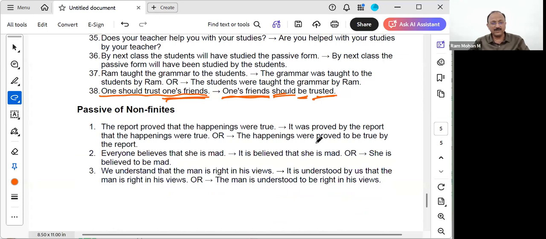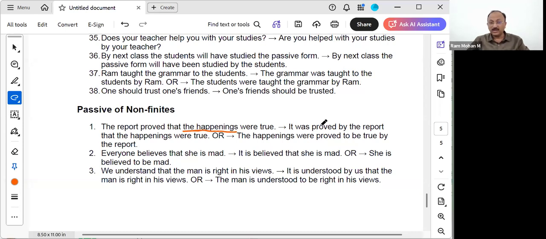Only the last example, we'll see some non-finites. Here, the report proved that the happenings were true. That means the police had inquired about a report and finally they found out that it is true. So what did he say? The report proved that the happenings were true. So the happenings is the object here, correct?